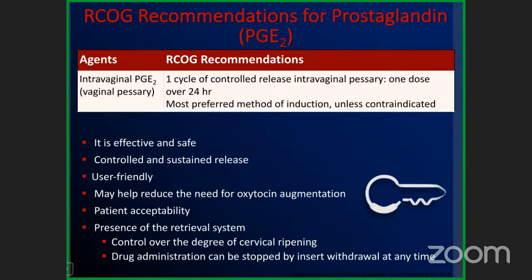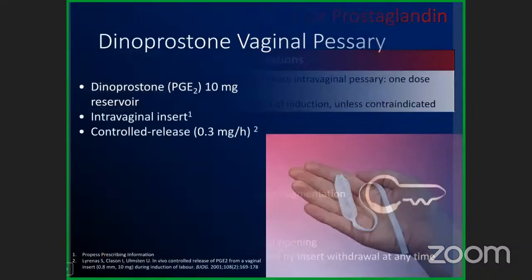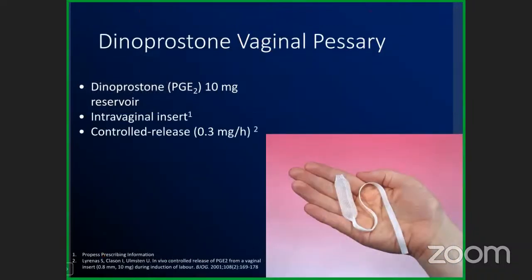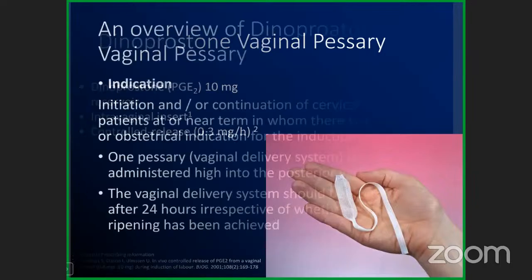Patients are very comfortable, and there is a retrieval system. That is, the degree of cervical ripening can be controlled, and drug administration can be stopped by withdrawing the insert at any time. The sustained release pattern and the withdrawal of the drug make it the most favorable drug. How does it look? It's a dinoprostone vaginal pessary. It's a 10 milligram reservoir intravaginal insert with a controlled release of 0.3 milligram per hour.